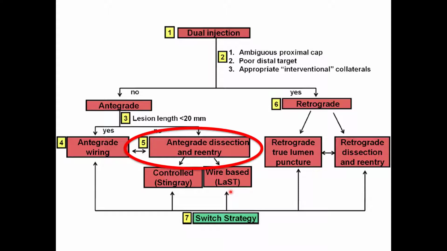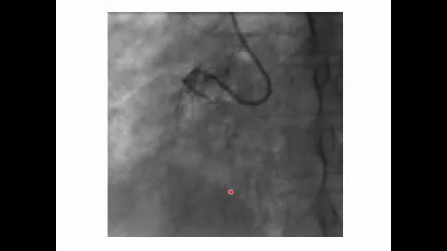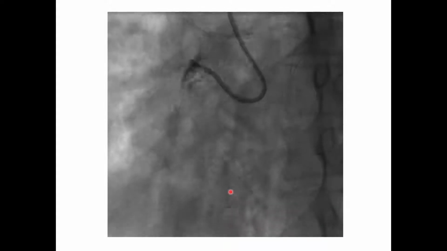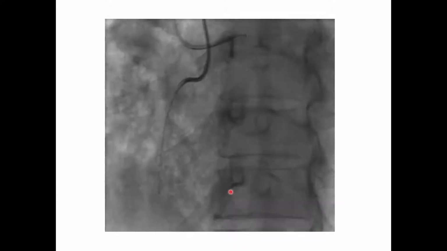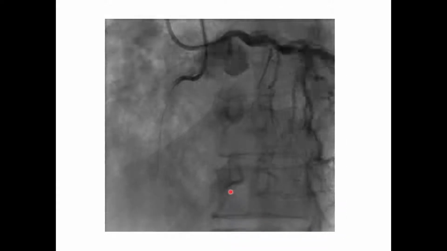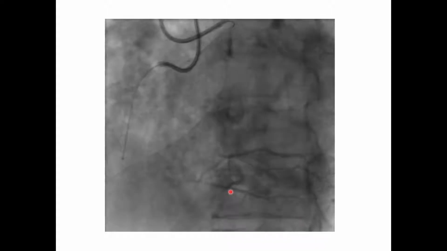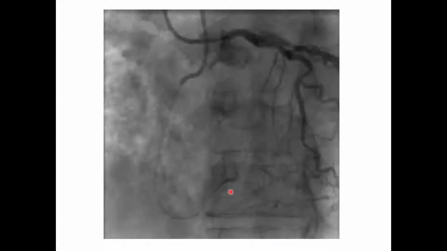The Crossbuss was tracking in a subintimal space. We advanced the Crossbuss to the horizontal segment of the RCA, where you most probably have a higher success rate to regain the lumen of the distal RCA. So you put a workhorse there in the subintimal space. You take out your Crossbuss and bring in the Stingray balloon, and you try to re-stick using the Stingray wires.